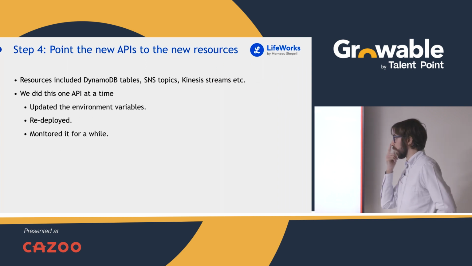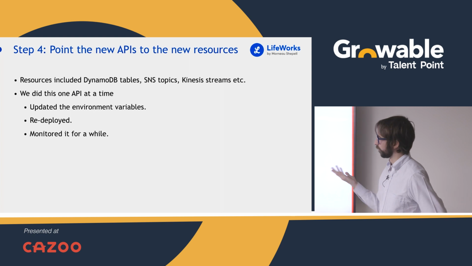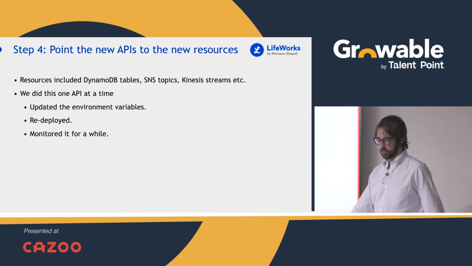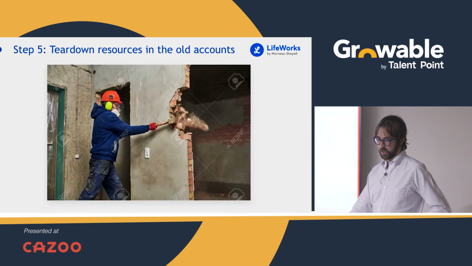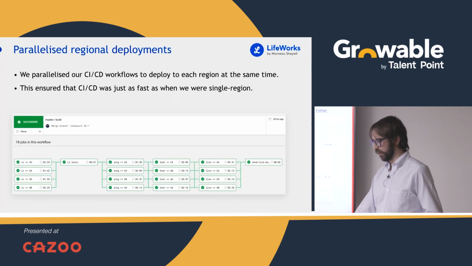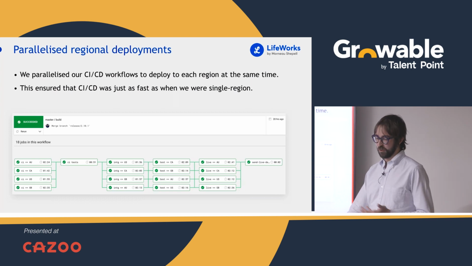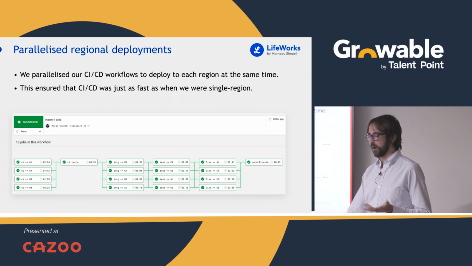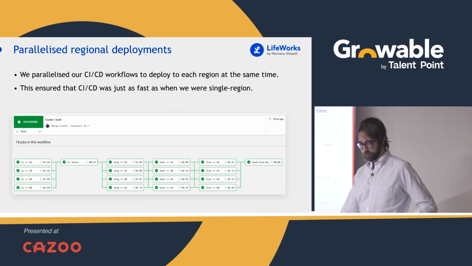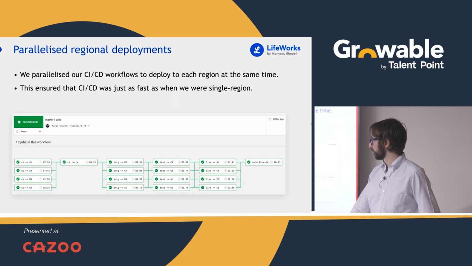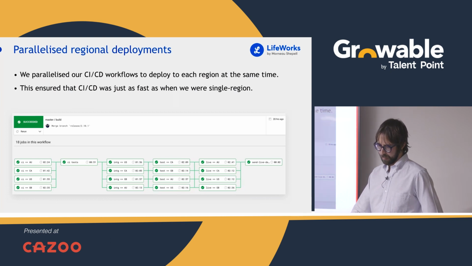Eventually, we pointed the new APIs at the old resources, and we just deployed them one at a time, kept an eye on them. And it was fairly risk averse in a way, because we were doing it one at a time. And eventually, we were able to just tear down everything in the old accounts. What it left us with was parallelized deployments. We realized at first that we weren't parallelizing, so the deployments were slow as hell. Now we went to 4 regions, so we made them parallel, and we were back to the times we were before.